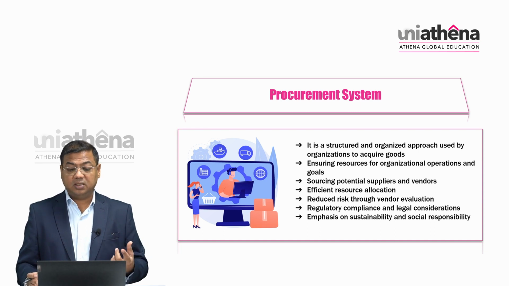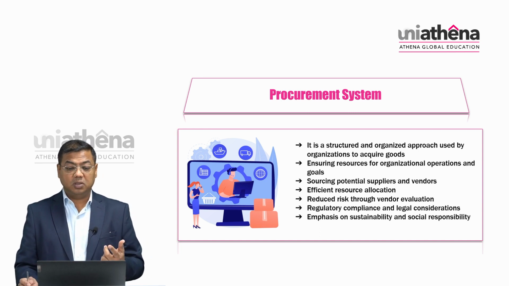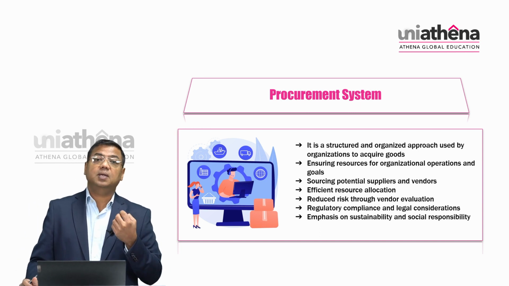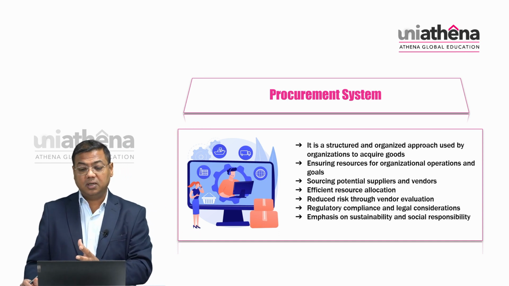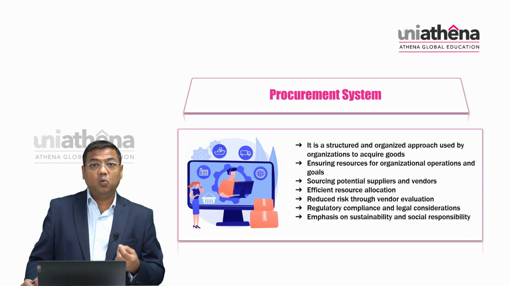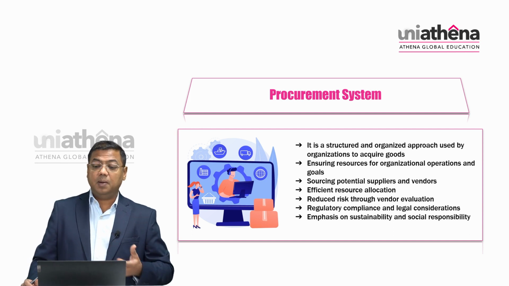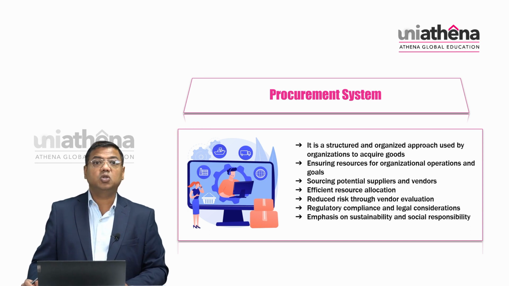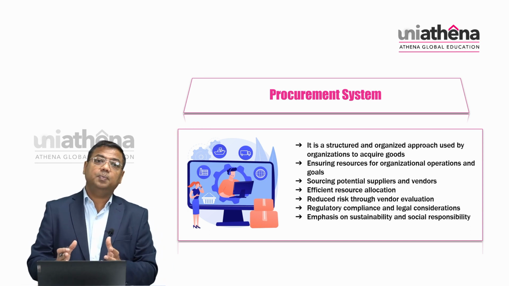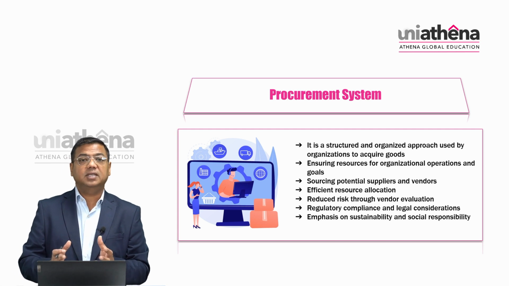Ensuring resources for organization operations and goals, sourcing your potential suppliers and vendors, effective resource allocation, reduce risk through vendor evaluations, reduce compliance and legal considerations, emphasis on sustainability and social responsibility. Now, all of these parts form your procurement system.